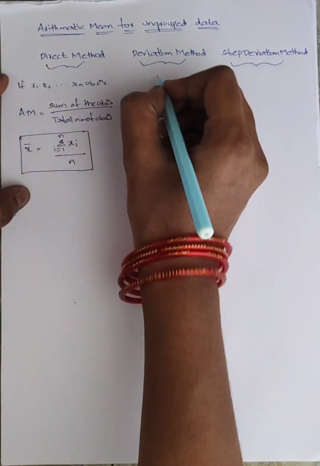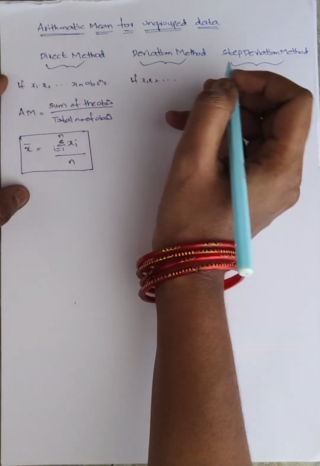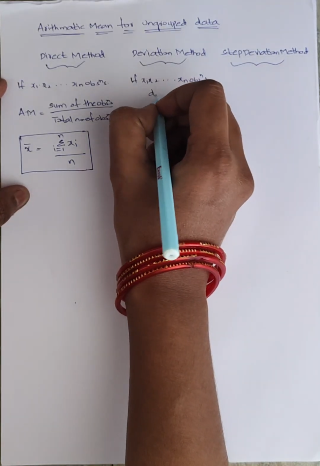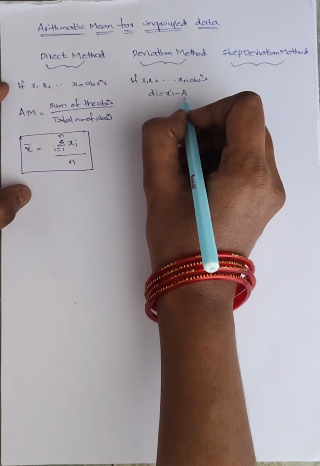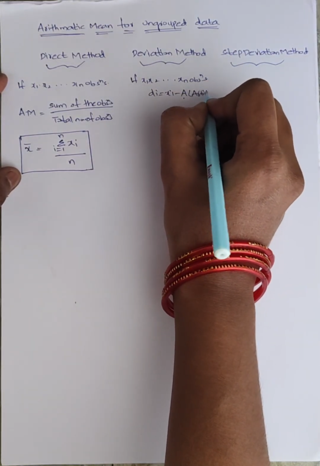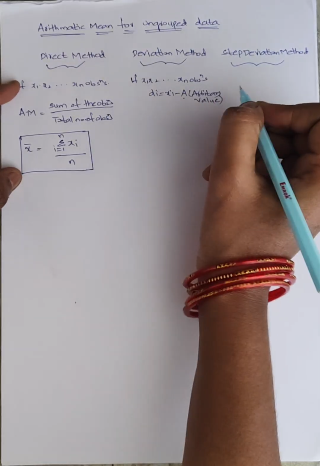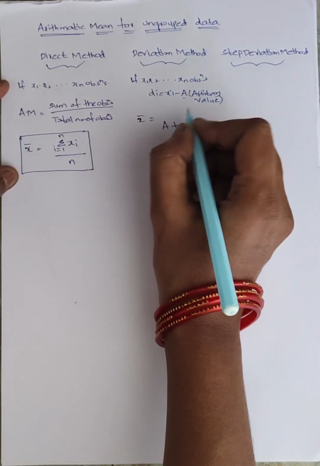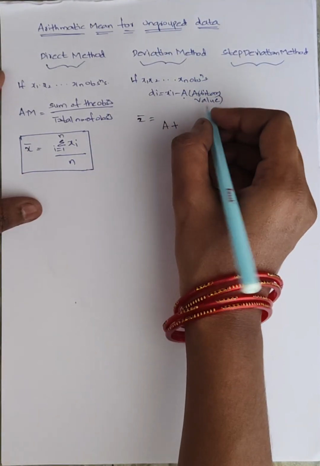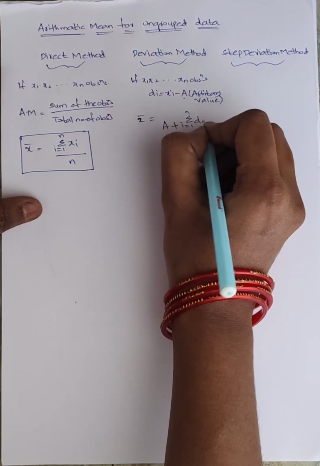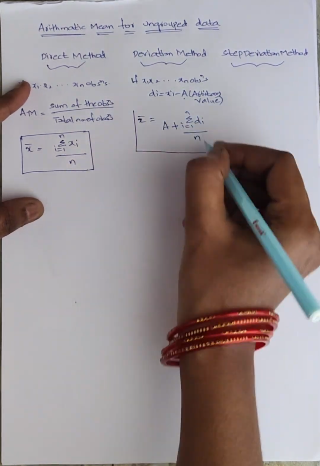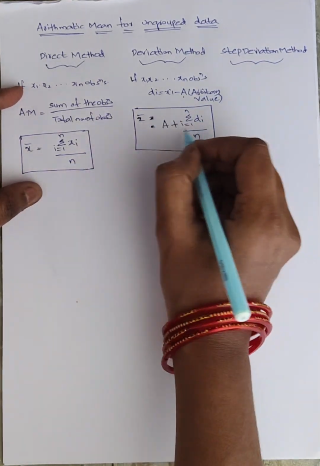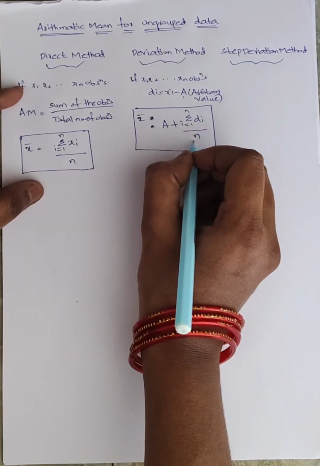For deviation method, we have observations x1, x2 and so on xn, and for deviation we take di is equal to xi minus a. Here a is nothing but any arbitrary value. For this we have formula x bar is equal to a plus summation i is equal to 1 to n di divided by n. This is for deviation method.